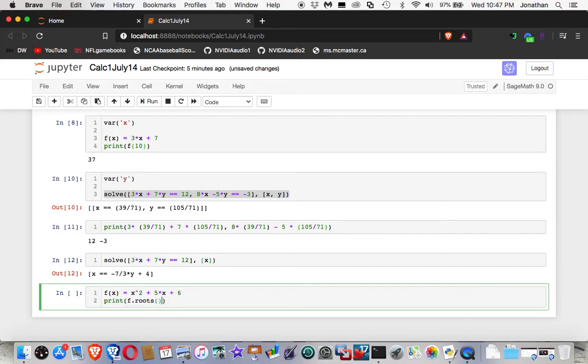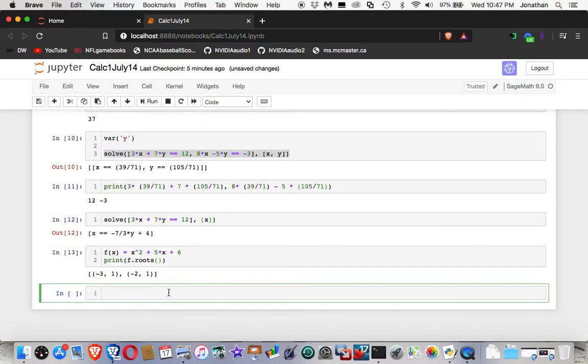Yes, and also if you're unsure about a command, you can press the tab key. So you just write an f dot and then press the tab key, and it'll pop up that little menu of possible commands. Right, so here what this says is f dot roots is telling us that minus 3 is a root of multiplicity 1, and minus 2 is also a root of multiplicity 1 for f.